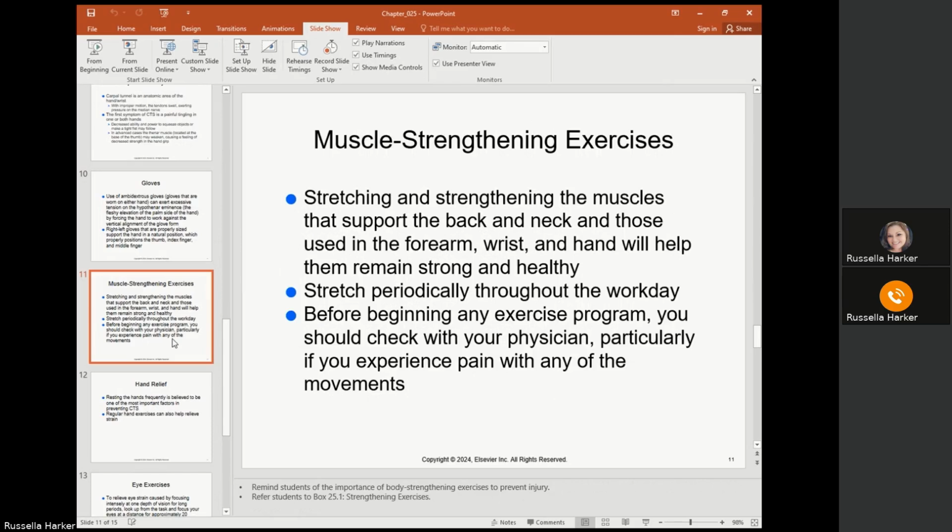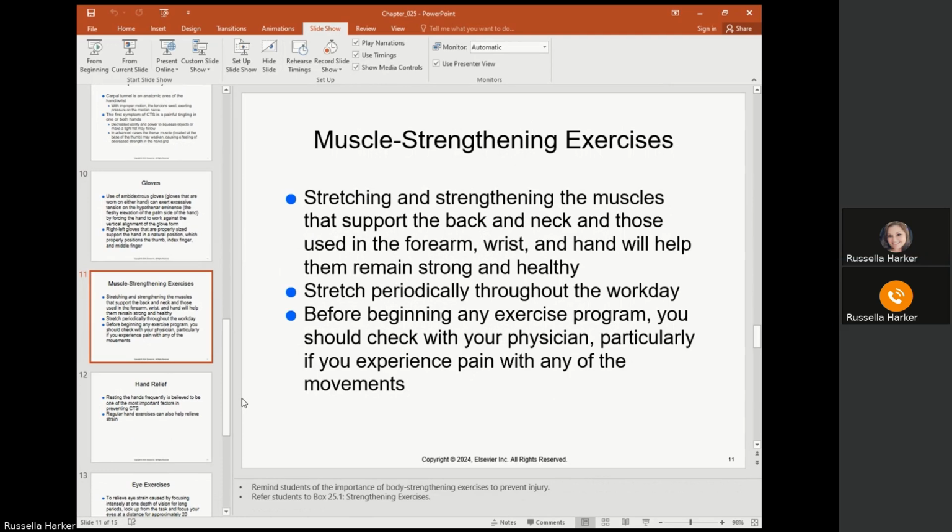For muscle strengthening exercises, stretching and strengthening the muscles that support the back and neck and those used in the forearm, wrist, and hands will help them remain strong and healthy. So, like I said, stretch periodically throughout the workday. Before beginning any exercise program, though, you have to check with your physician, particularly if you experience pain with any of those movements.